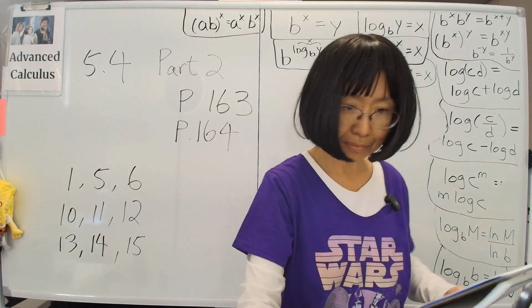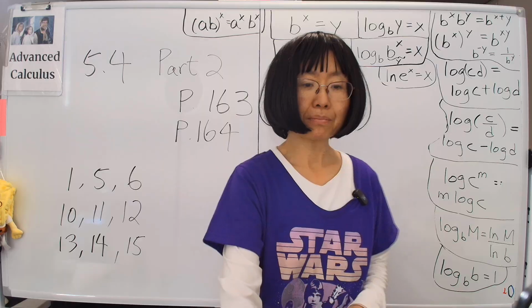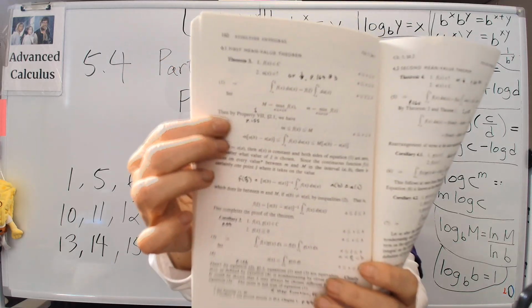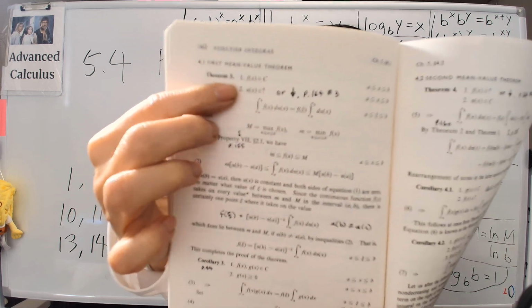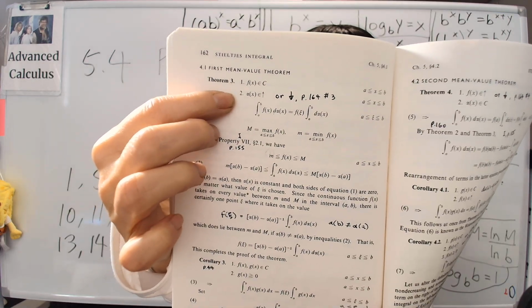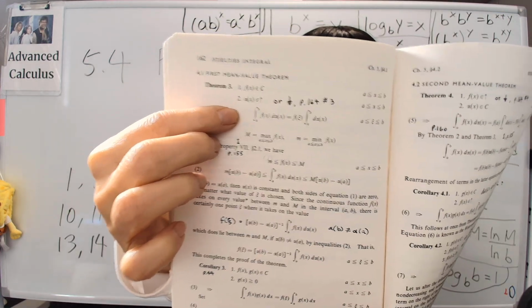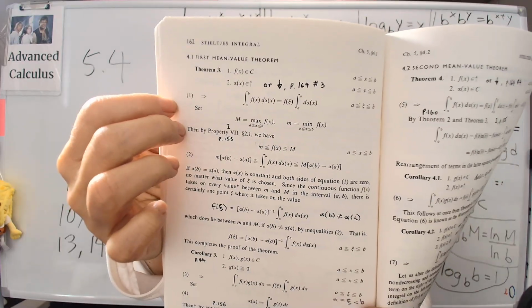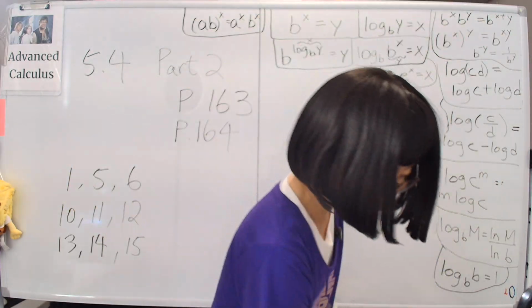Next, let's look at problem 14. Problem 14 says, under the condition of theorem 3. So let's look at theorem 3. Theorem 3 says if f is continuous and alpha is pointing up, then you can yank the f out of the integral. That is theorem 3. So bear that in mind.